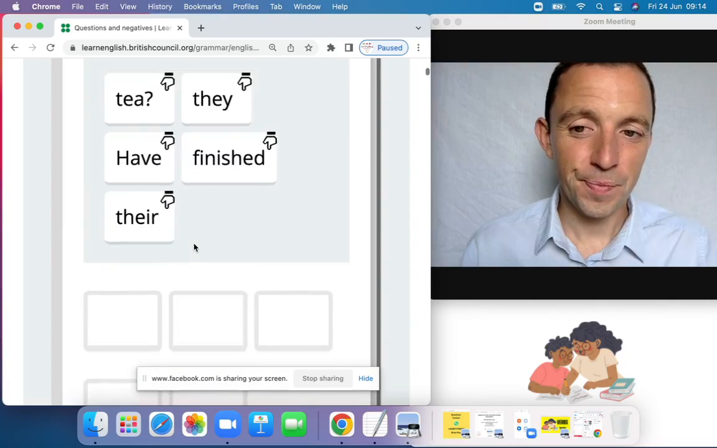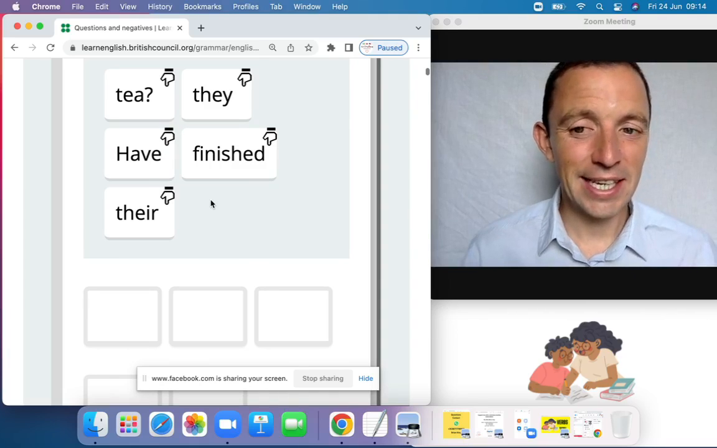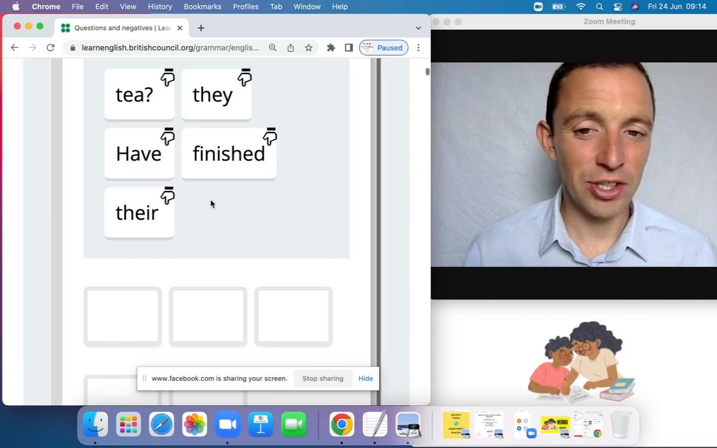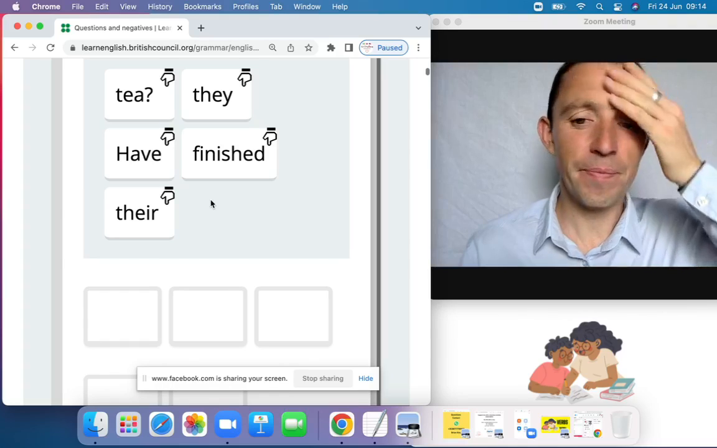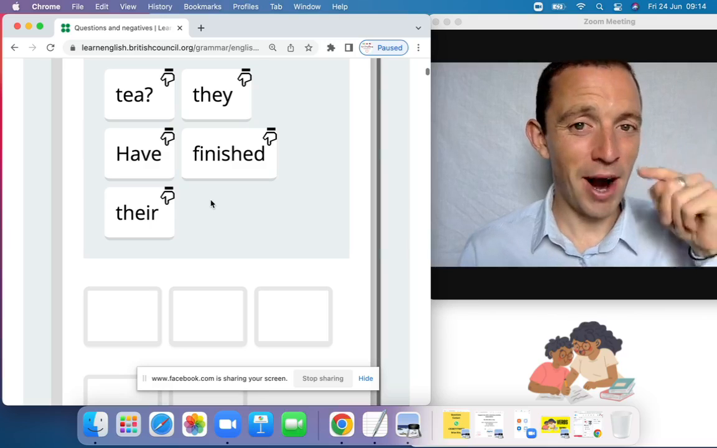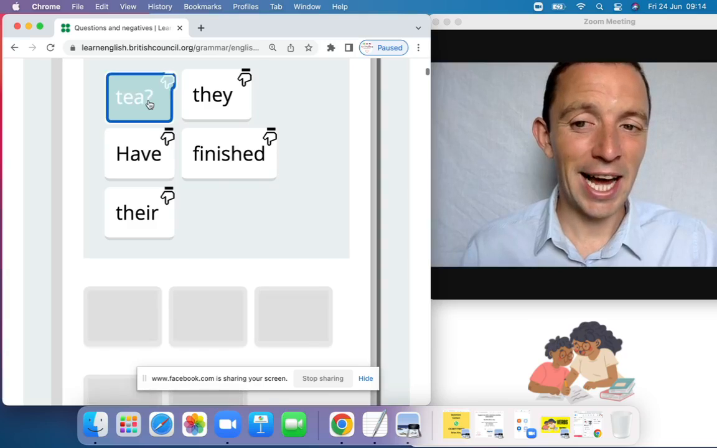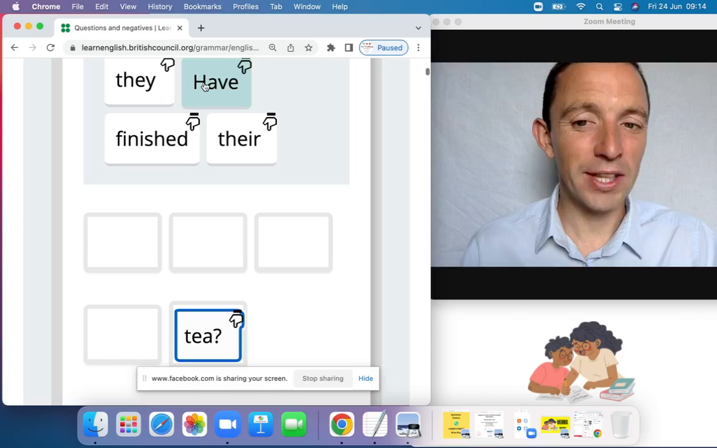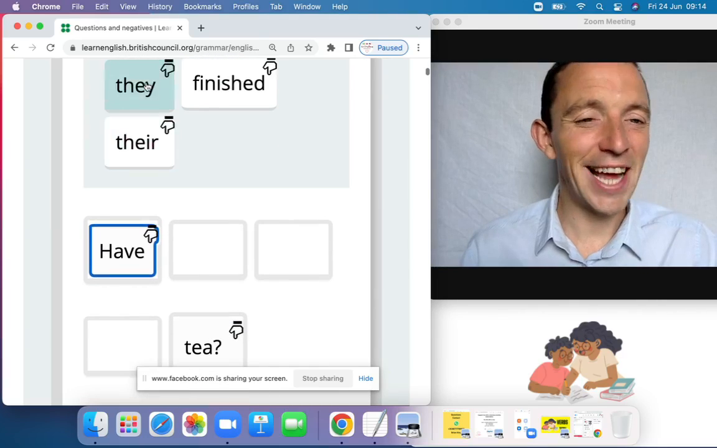Next. Tea, they have finished there. We need the question, yes, no question form. And we also need to consider what is the affirmative. So the question mark is here. Therefore, this is more than probably the last word. The first word, capital letter, more than probable, have. Subject, only one subject, they.